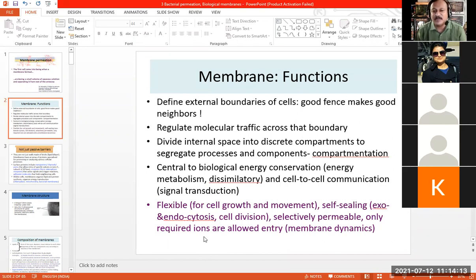For example, amoeba is a very classical example where you know that there is an extension of the membrane, and that extension actually helps in the movement of amoeba, isn't it? And then one more thing is the self-sealing property, that is, certain things will go out of the membrane or certain things can come inside the membrane, and that is by dissolution of a part of the membrane and then again resealing that part.